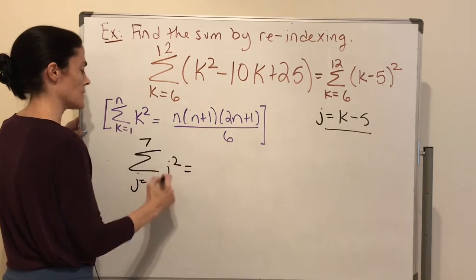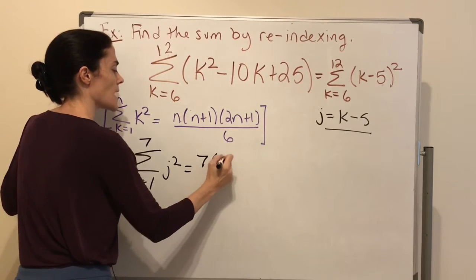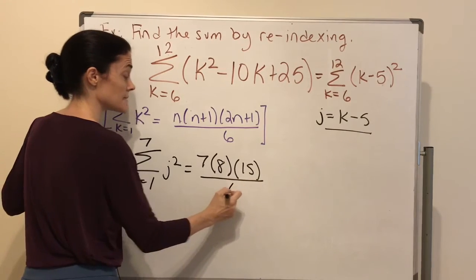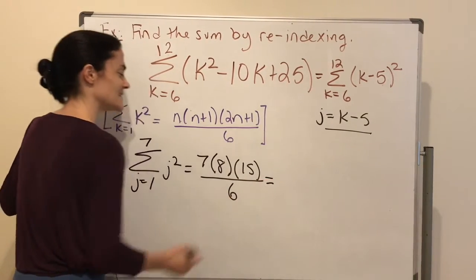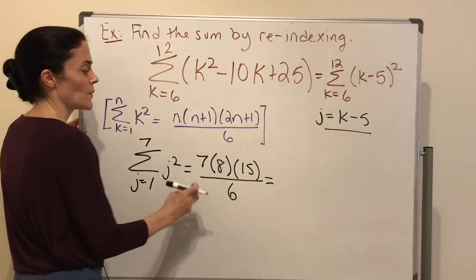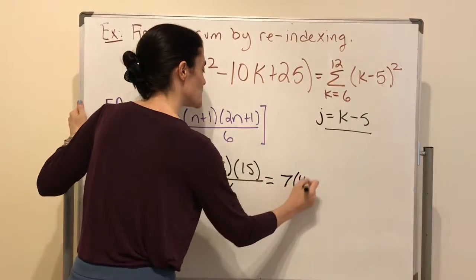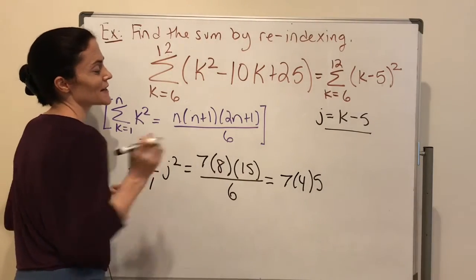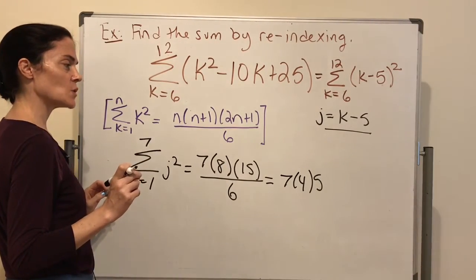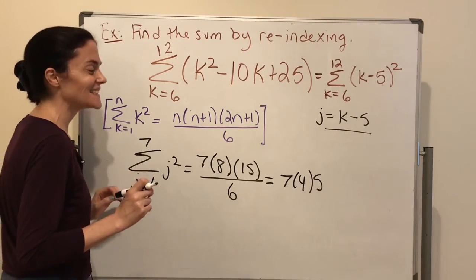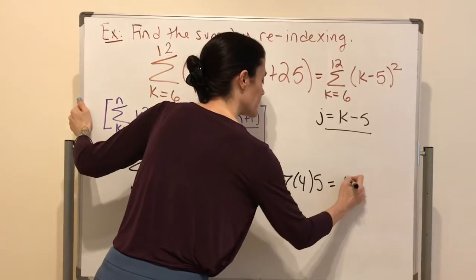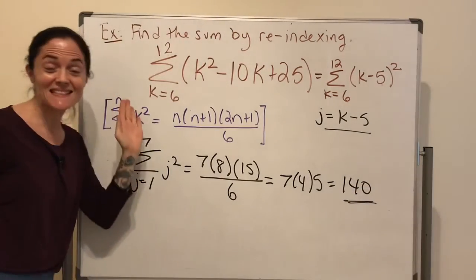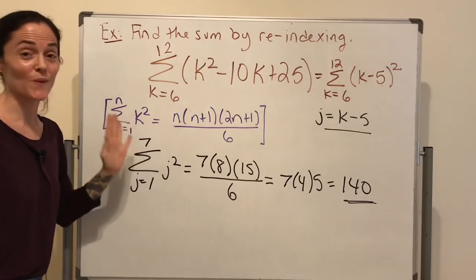So this will be 7 times 8 times 15 divided by 6, which is, let's see, we would have 7 times 4 times 5, just canceling off a 2 here and a 3 here. And this is 20 times 7, which is 140. So this sum is 140.